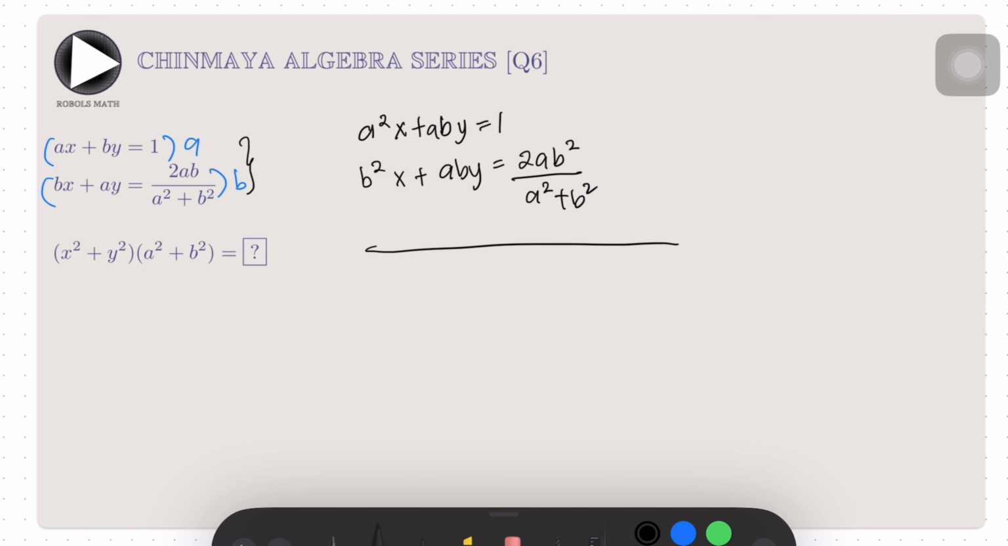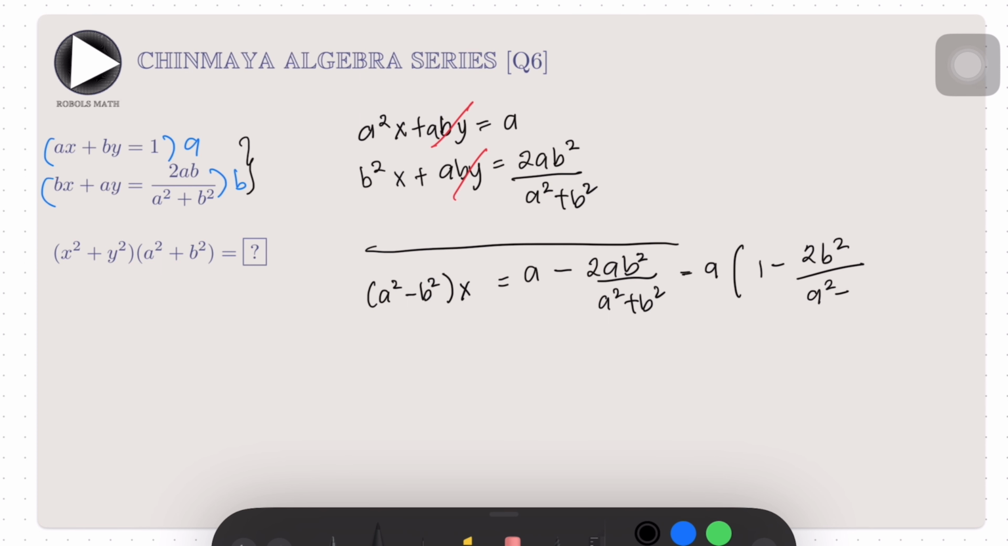If we subtract these equations, we get a squared minus b squared times x. The y cancels out. So we have the right side as a minus 2ab squared over a squared plus b squared. If we factor out the a here, we get a times 1 minus 2b squared over a squared plus b squared.